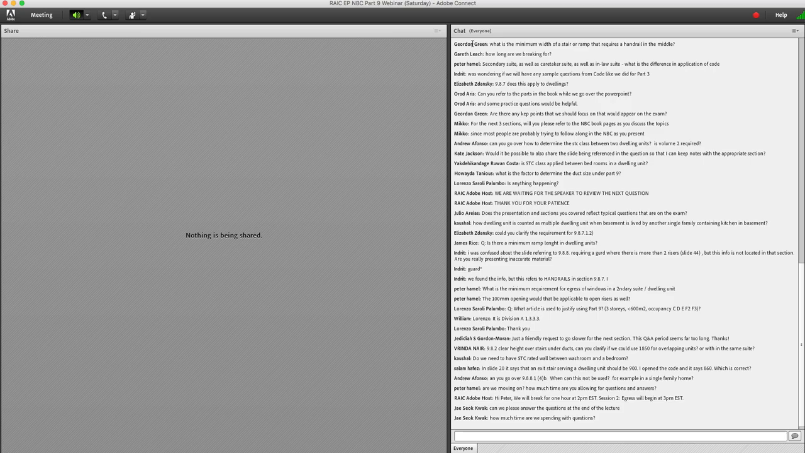Okay. Yeah, so the next question was on the requirement for egress windows in a secondary suite or dwelling unit. That will be covered this afternoon. We did cover it briefly within the session as well, the minimum sizing requirements of 0.35 square meters and a minimum, I believe, of 380 millimeters minimum dimension.